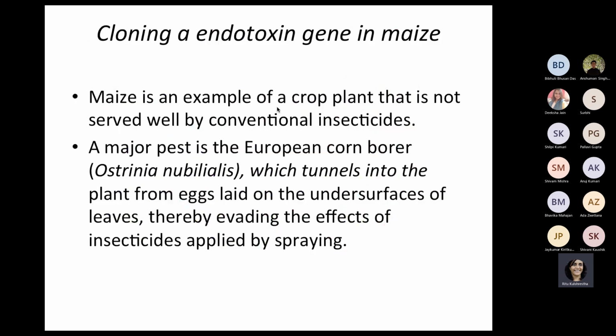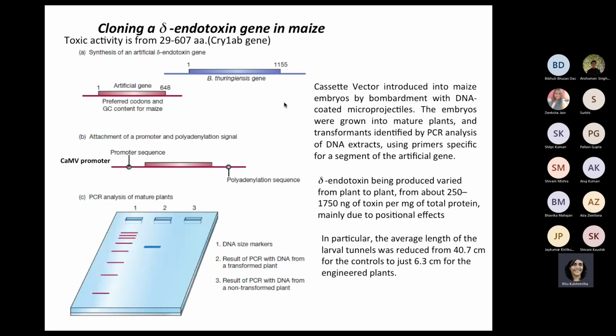But then the journey was not that simple. Let me tell you about delta endotoxin. It's more than 1,000 amino acids, but it was realized that it is only within around 600 amino acids that you have the toxin activity. So there is no need to clone the whole gene; even just the N-terminal portion, if we clone it, is good enough. Then, can we just take this portion of the bacterial gene and transfer it to plants and assume that a good protein will be made?